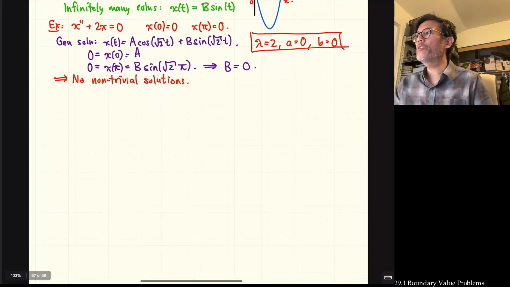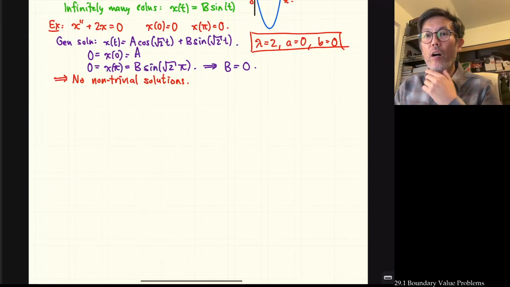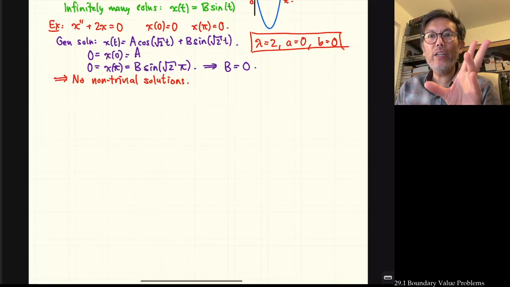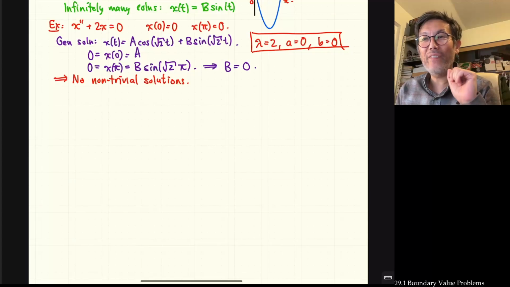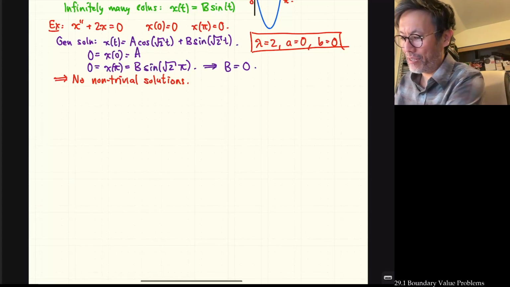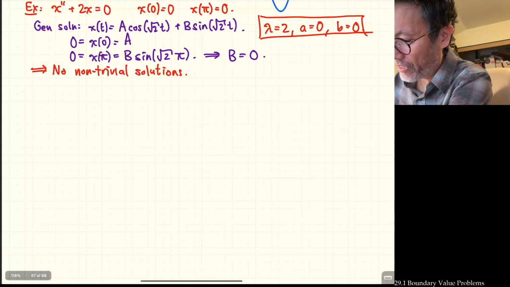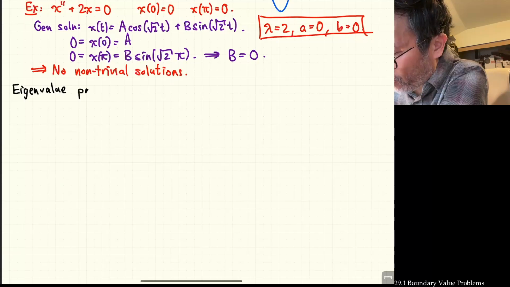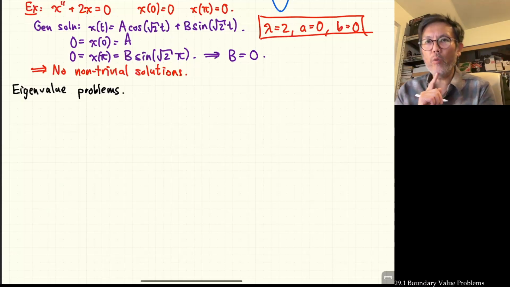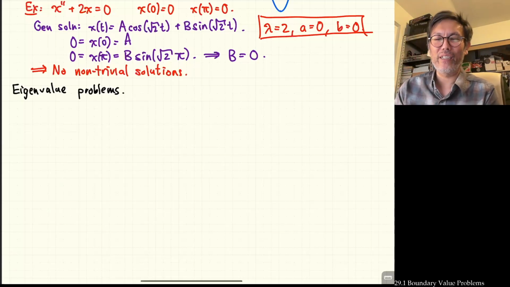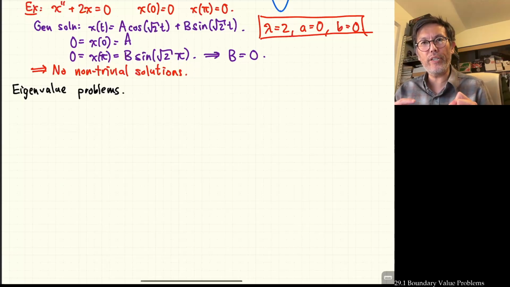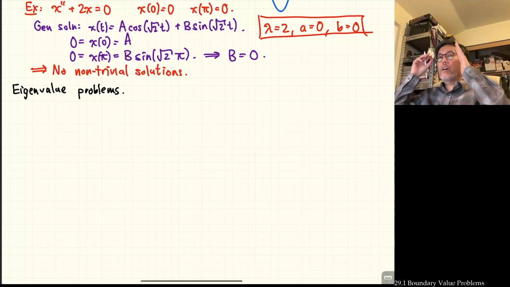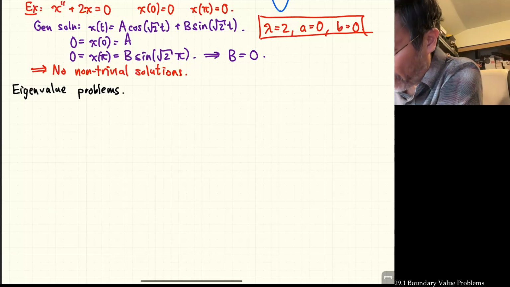So what we want to do is introduce some terminology for this. We're going to call these particular boundary value problems eigenvalue problems. This is a typical nomenclature for these. Don't freak out. And we are going to think about 3 different types of eigenvalue problems, all having the same differential equation, but different boundary conditions. So I'm going to give you the 3 types.